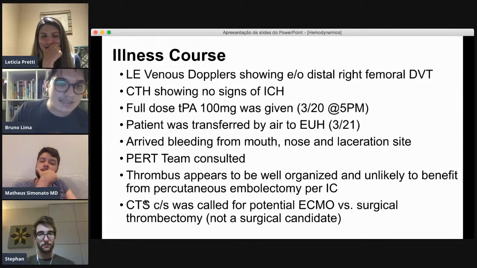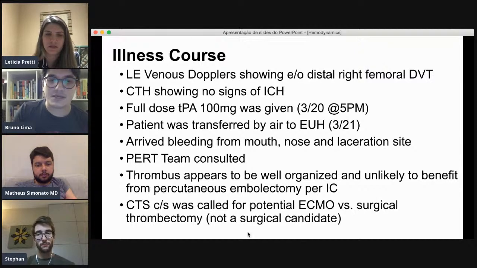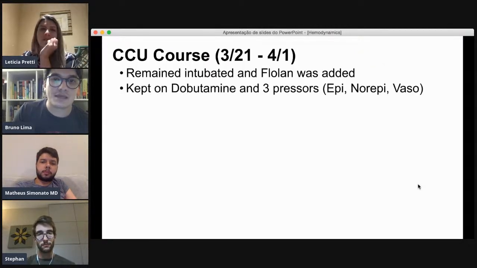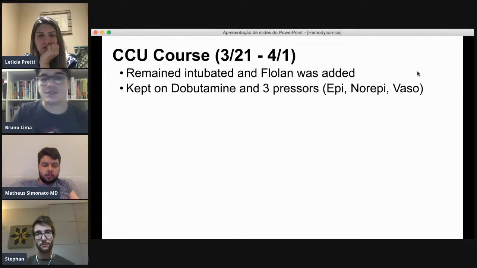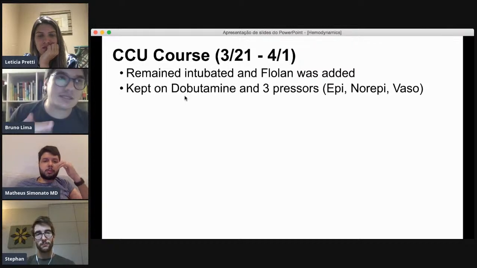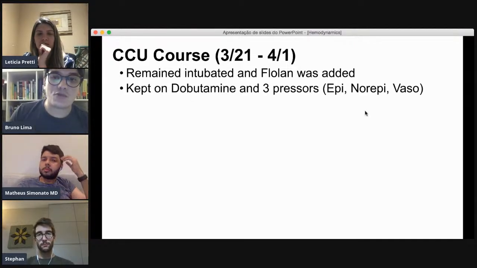Then we saw CT surgery, and they were like, well, maybe this guy needs some ECMO so we can temporize him, and then we can probably do a surgical thrombectomy. He was not a surgical candidate at the time. So he was intubated. People do some Flolan, which is prostacyclin, inhaled prostacyclin, to see if they can open up the blood vessels and decrease a little bit of the pulmonary pressures. He was kept on dobutamine and 3 pressors.